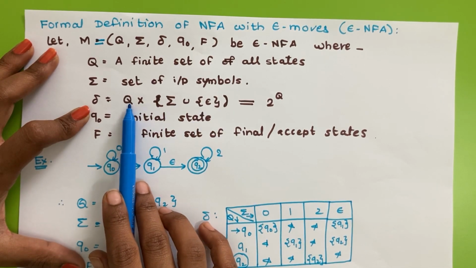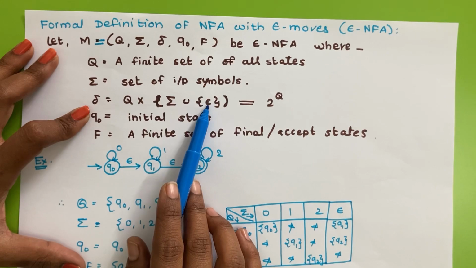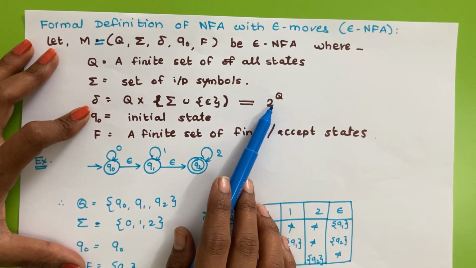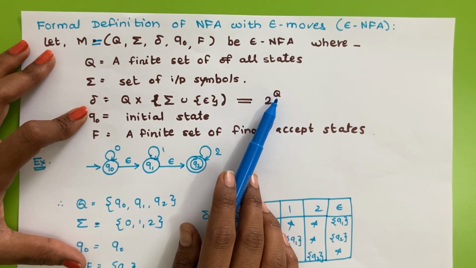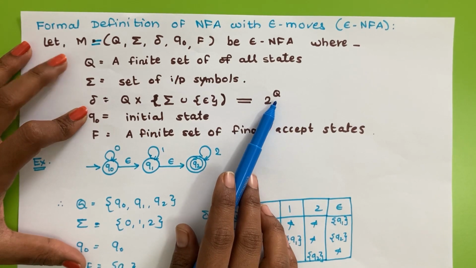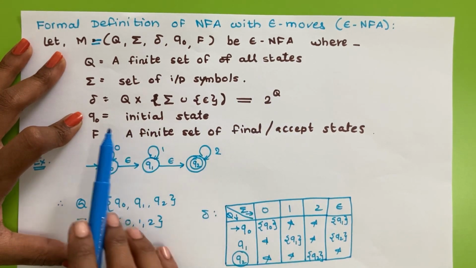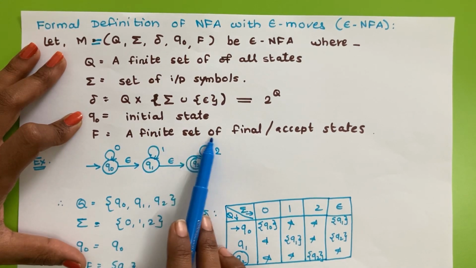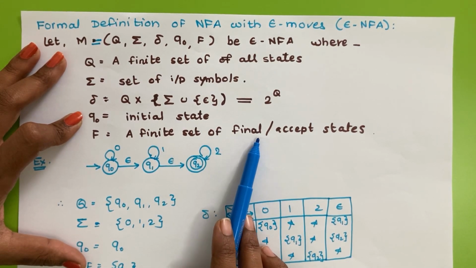Here Q applied by sigma union empty gives out 2 raised to Q. It is an NFA, that's why the output is 2 raised to Q. Means for every NFA the output is 2 raised to Q, that is nothing but the power set of Q. Again Q0 is nothing but the initial state, and F is a finite set of accept or final states.